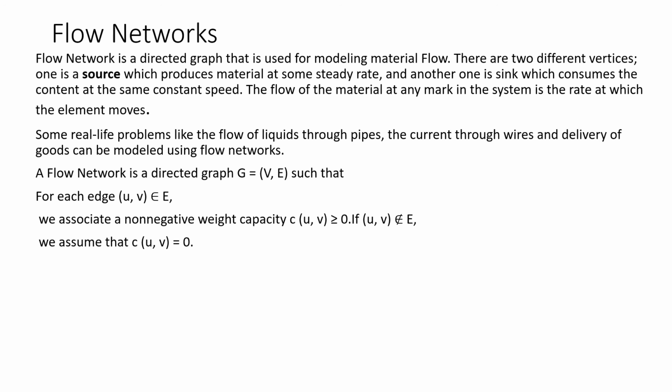So now let's formally go through this. A flow network is a directed graph which has a set of vertices and edges, and for each edge (u, v) belonging to E, we associate a non-negative weight, a capacity, defined for each of these edges. That capacity should be greater than or equal to 0, so it cannot be negative.